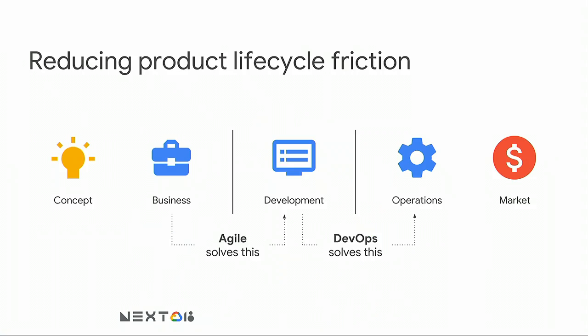OK. So reducing the product lifecycle friction. We start with the business. The business or product management teams are the ones that make these feature requests that then go to the development teams. Development teams then implement these features, which then get handed off to the operations team. So you have these barriers between these teams, a lot of friction. We have the Agile methodology that breaks down the barrier between the business and development teams, but it doesn't really help with the barriers between the development and operations teams. So this is where DevOps comes in.